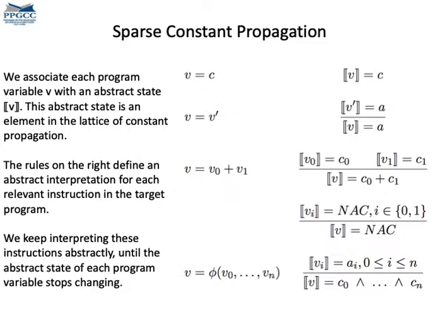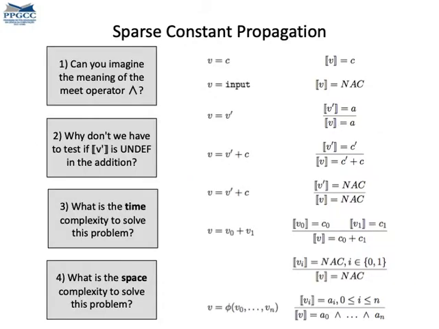For each kind of instruction that defines a variable, we can imagine a set of equations to represent that instruction. You can see the equations on the right side of the figure. There are too many symbols here. Let's see what they mean. The double bracket is the abstract state associated with a variable. This abstract state is a point in the constant propagation lattice.